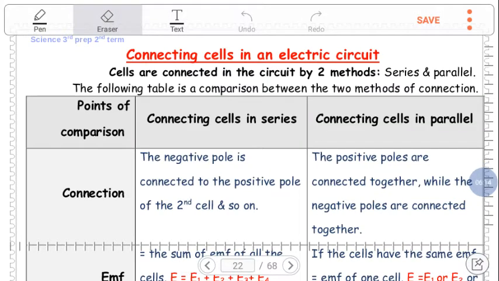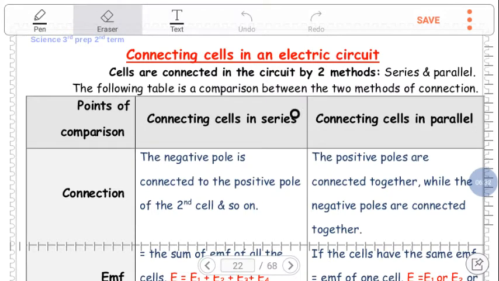And if we have several electric cells, known as batteries, we can make two methods of connection. We have series connection and parallel connection. What is the difference between them?